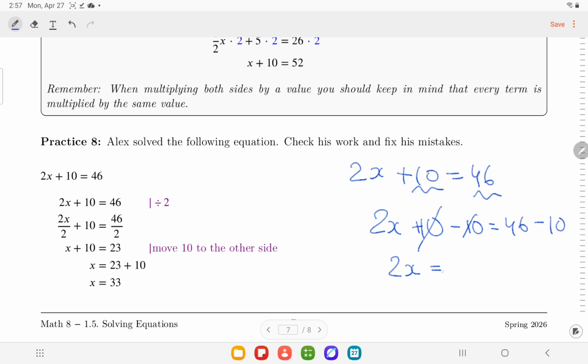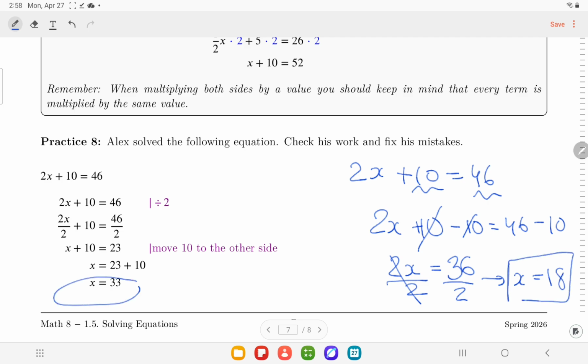And we end up with 2x equal to 36. And then we divide by 2 to isolate our x. And we end up with x equal to 18, which does not seem to be what Alex got. So let's run through his solution and see where he went wrong.